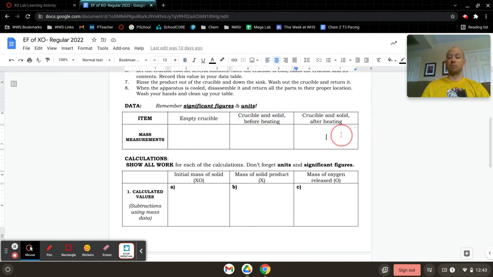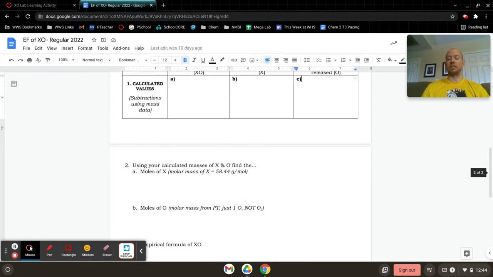If I want to know how much product there was, I think about, well, how much at the end minus that. So it's those two outside ones that give me this. And then once I know these two things, what did I start with? What did I end with? That tells me to subtract those for how much oxygen's released.